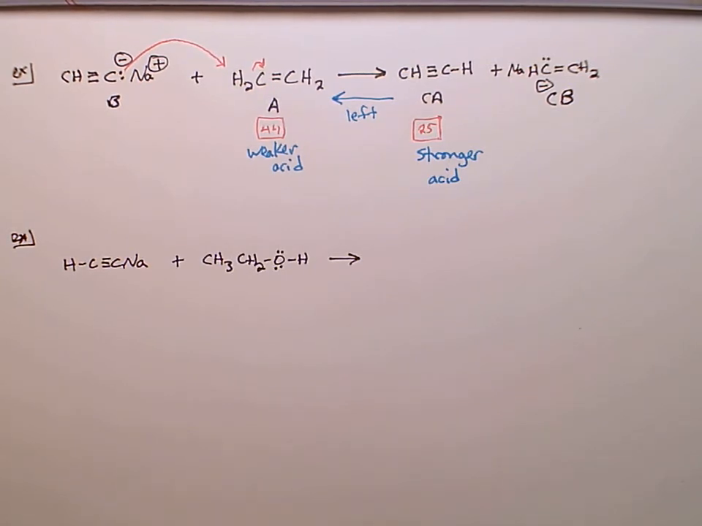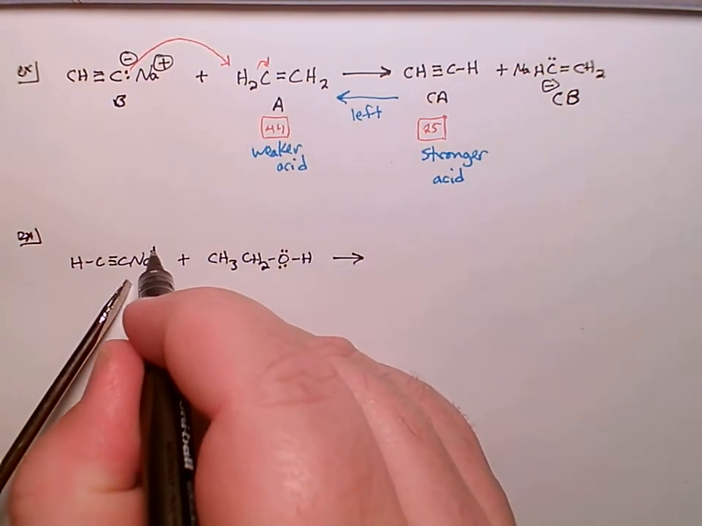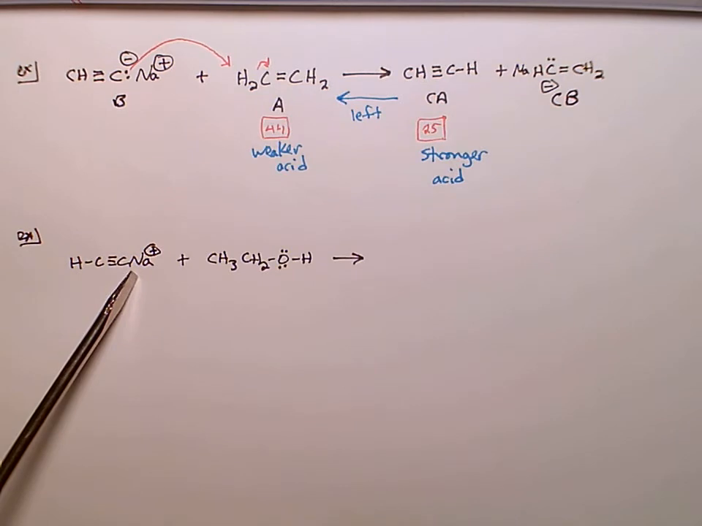Well, what's going to attack what here? That's our first question. What is going to be the base? What's going to be the acid? The base has to take a proton from one of these things. Which one's going to be the base? Well, we've got our hint. What's our hint as to telling us which is the base? The sodium. We know the sodium has positive charge. It's a spectator ion. We don't worry about it.